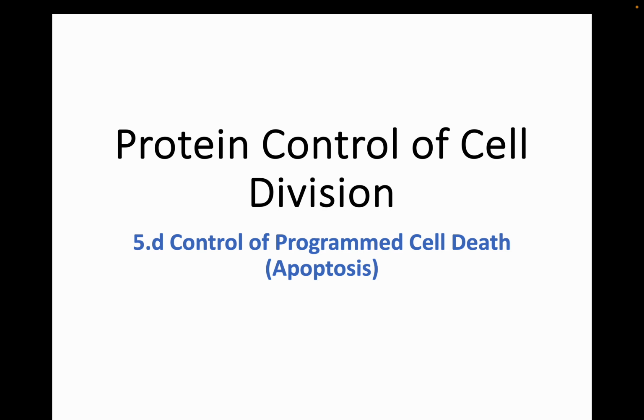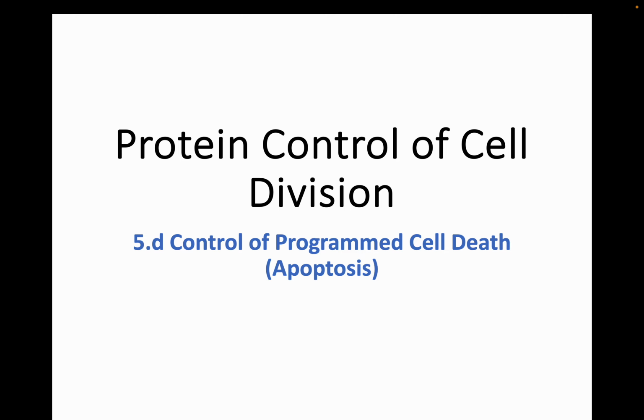In this video we are going to finally finish off Unit 1, Cells and Proteins, by concluding the fifth key area, protein control of cell division, in Part D, control of programmed cell death or apoptosis. So again, in this key area we've had a look at how the cell cycle is controlled by proteins, what the checkpoints are, what happens if certain conditions are not met, and one of the final things we're going to discuss is what apoptosis is and how it can be activated.